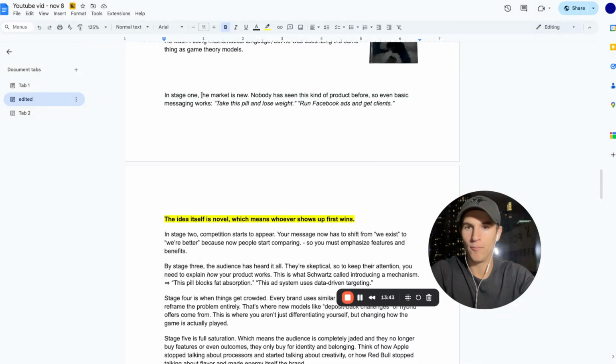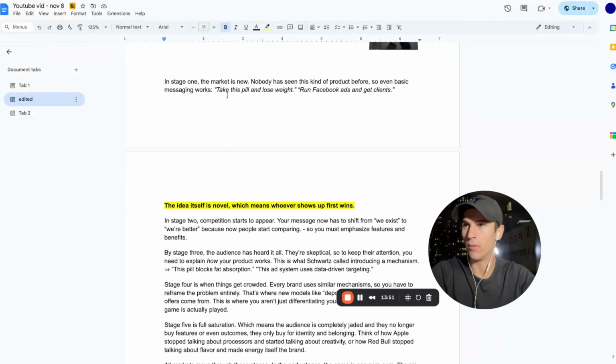He talks about these different stages any market could be in. Every market, no matter what market, whether it's coaching, the cigarette industry, the automobile industry, whatever, moves through basically 5 phases. Stage 1 is the market's new. Nobody's seen the product before, so basic messaging works. Awareness is low because it's a new product. Like, take this pill and lose weight, run Facebook ads and get clients.